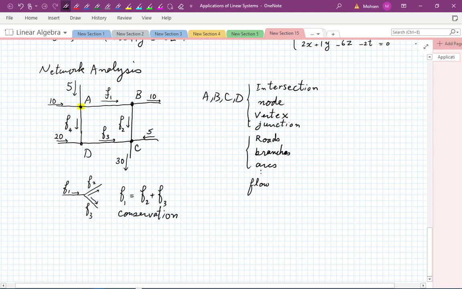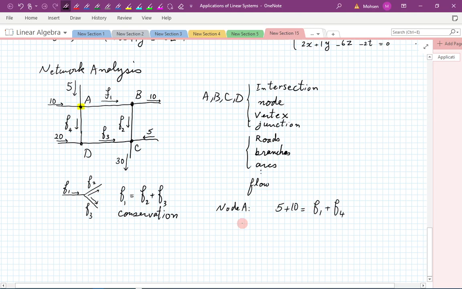Otherwise, they are either disappearing at the intersection or being born at the intersection, and conservation means our material is neither being destroyed nor being created. This gives us our conservation law, which is going to give us one equation for each of these nodes. At each node we can write incoming equals outgoing, and that's going to be a set of equations. For example, at node A the incoming is 5 plus 10, and the outgoing is F1 plus F4.